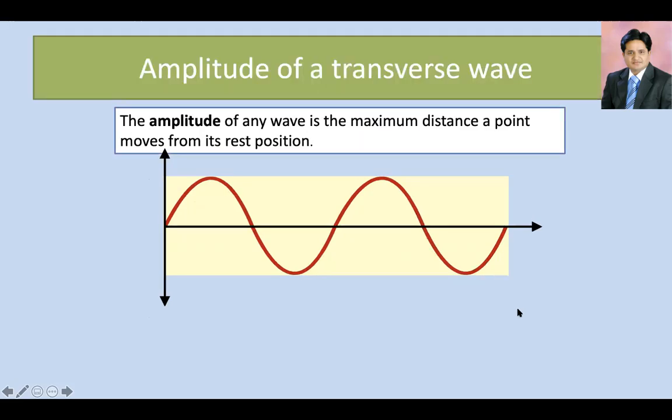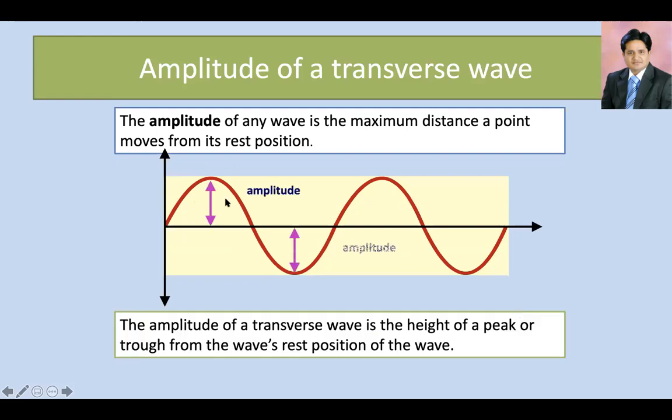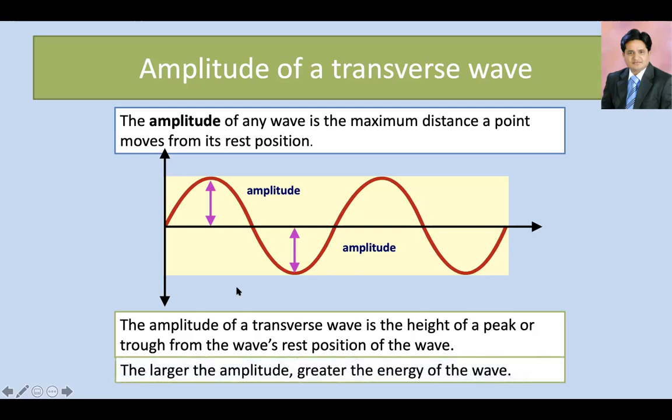Now amplitude is the maximum displacement. So this would be the amplitude. It is the maximum displacement from the equilibrium position, or the rest position. From the equilibrium position to the crest, or from the equilibrium position to the trough, that distance is called the amplitude. Now, the higher or larger the amplitude, the greater is the energy of the wave. So remember that if the amplitude is higher, the energy of the wave is greater.